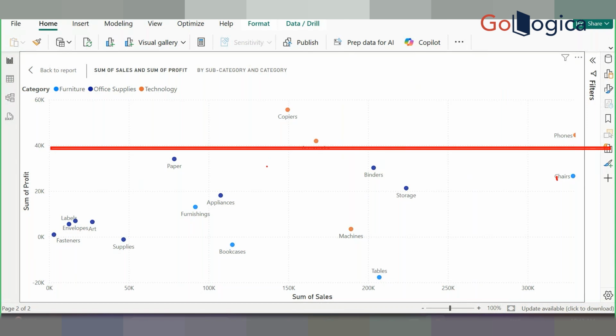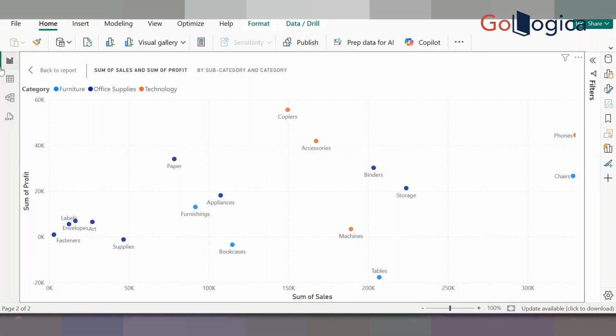So all the top three profitable products belong to the technology category. The next thing is office supplies. When you focus on this, you can see only technology has been highlighted. So technology is at the top. That means they are good profit irrespective of the sales.